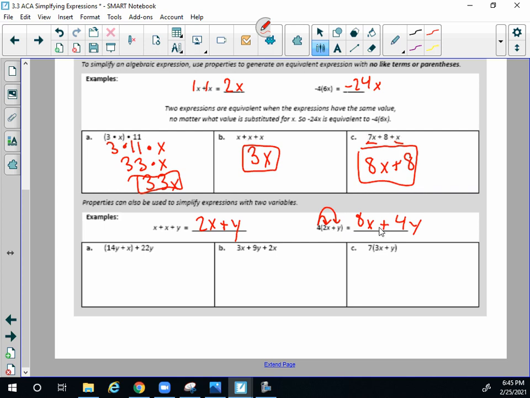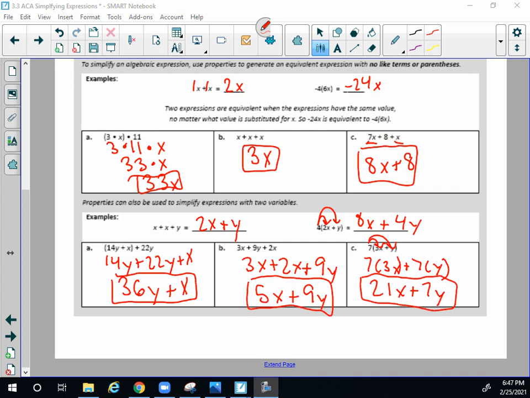Alrighty, moving down to the bottom, I'm going to do the first one with you, and then I want you to try the other two on your own. So here we are adding. Again, adding, it does not matter what order. So we can rearrange this and say 14y plus 22y plus x. Well, 14 plus 22, they both have a y next to them, so they're like terms, and that gives us 36y plus x. And that's my simplest form because I have no more like terms. Go ahead and try B and C on your own, and then push play to check your answer.